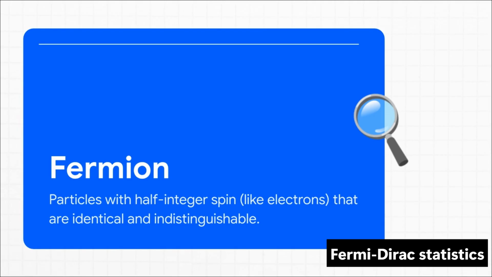Our main characters are called fermions. Now, this family includes the basic building blocks of matter that we all know: electrons, protons, and neutrons. They have this quantum property called spin. But here's the crucial part. All identical fermions, like every single electron in the universe, are absolutely, perfectly indistinguishable from one another. You can't tell them apart.